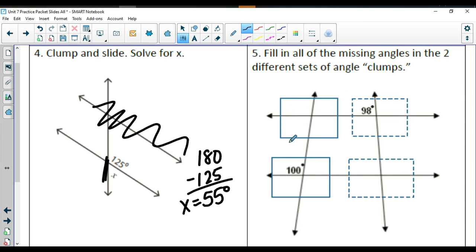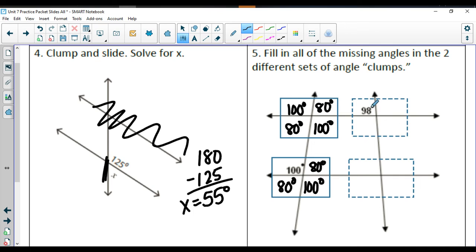In question 5, fill all the missing angles in the two different sets of angle clumps. So I'm going to start here in the solid line 1. I need to look at the clump down here at the bottom. This is 100. I know this is also 100 because they're vertical. These two are a linear pair, which means they have to add up to be 180 degrees, and these two across from each other are vertical. Once I have this, I can basically copy and paste up here. So I have 100 degrees, 80 degrees, 100 degrees, and 80 degrees.